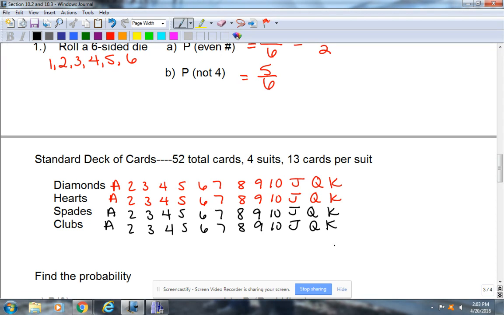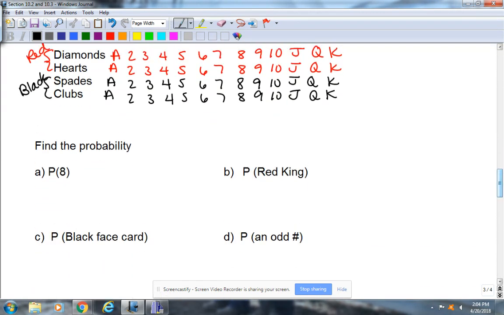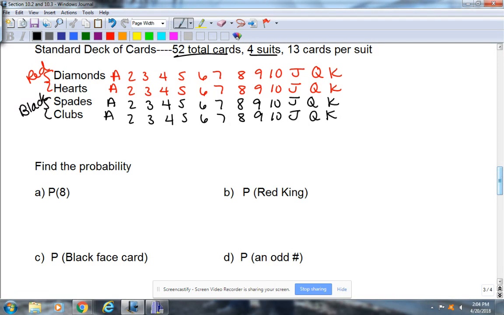13 times 4 is 52. What about the jack? So there's 52 total, 4 suits. Those are your suits: diamonds, hearts, spades, and clubs. 13 cards each. These 2 are red, these 2 are black. Right? So we're going to find some probabilities. Now, if we're talking about decks of cards, how many is going to be our total? 52. So we want to find all these different probabilities.